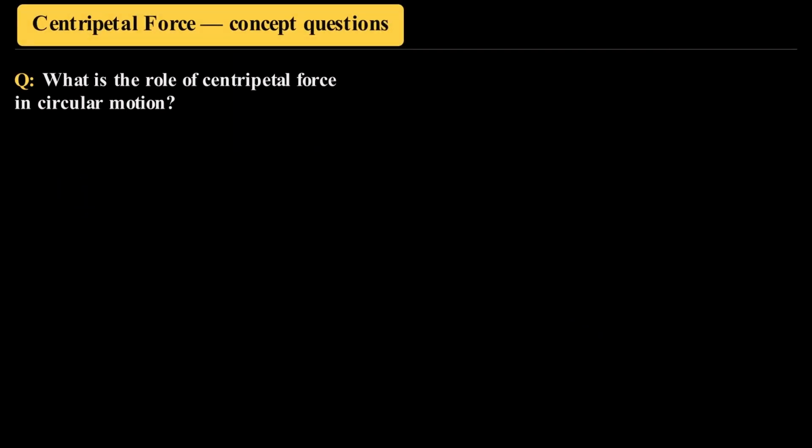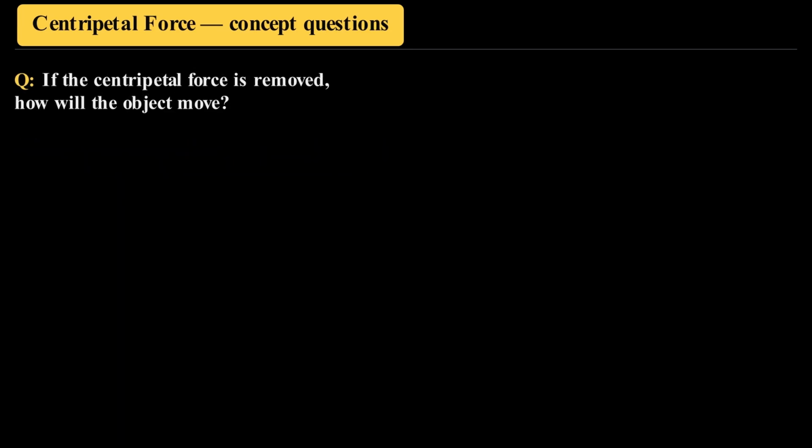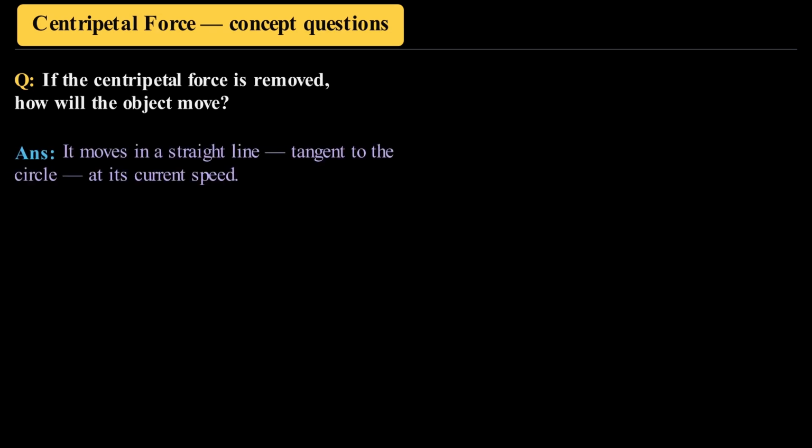We have the following questions. It says, what is the role of centripetal force in circular motion? The answer is, the centripetal force keeps an object moving in a curved or circular path by constantly pulling or pushing toward the center. Without it, the object would move off in a straight line due to inertia. We have this question. It says, if centripetal force is removed, how will the object move? If centripetal force disappears, the object will move in a straight line, which is tangent to the circle at its current speed.